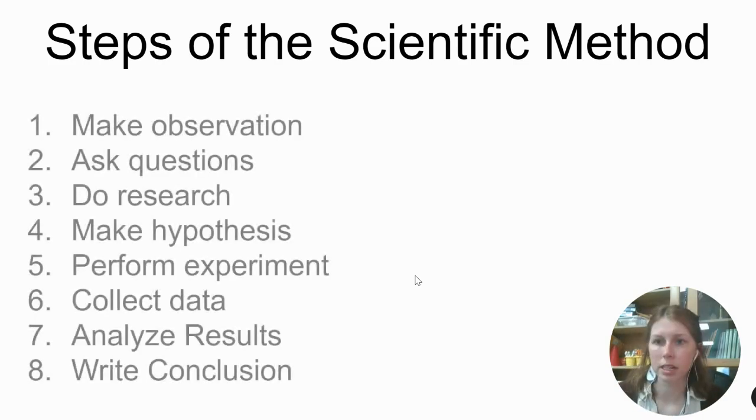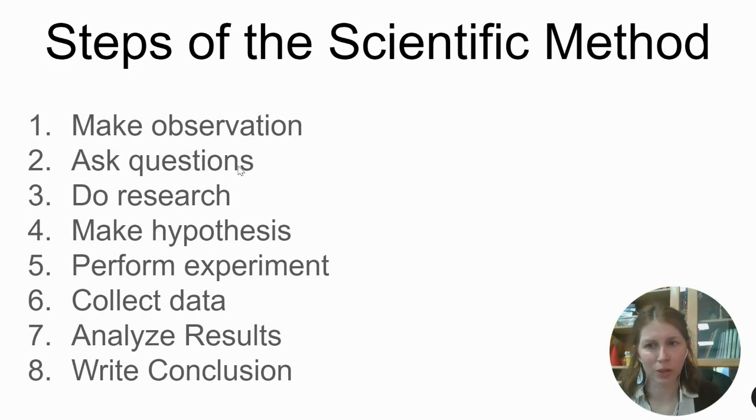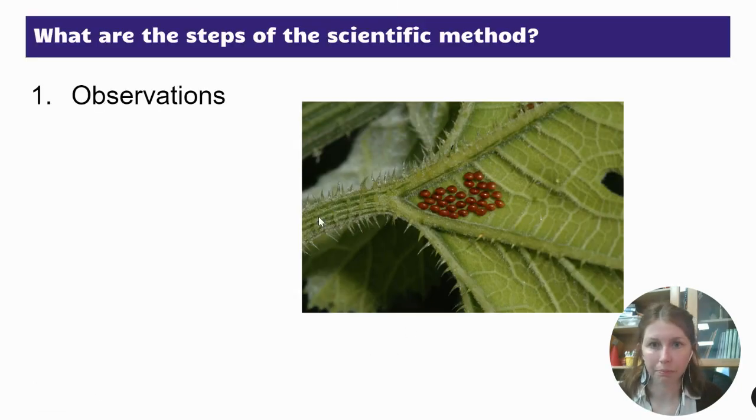So here are the steps. Make observations, ask questions, do research, make hypotheses, perform an experiment, collect data, analyze results, and write a conclusion. Now we're going to go through each of these steps. The first step is to make an observation.